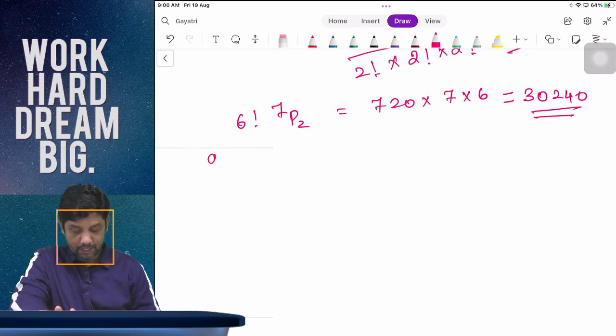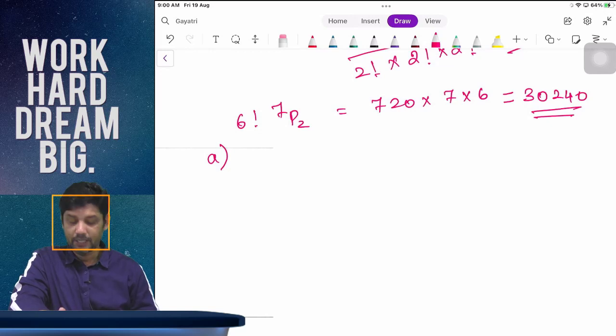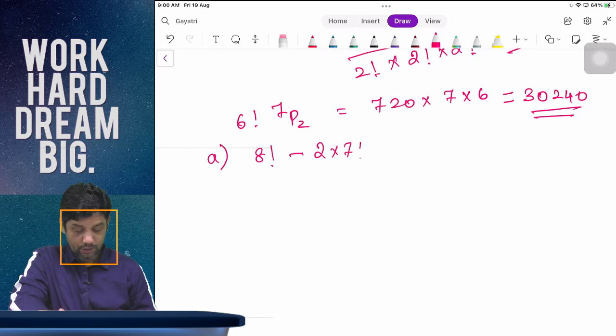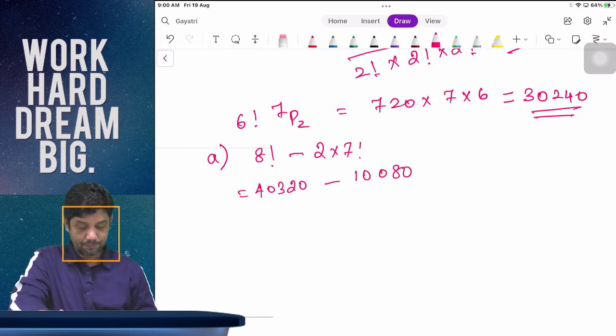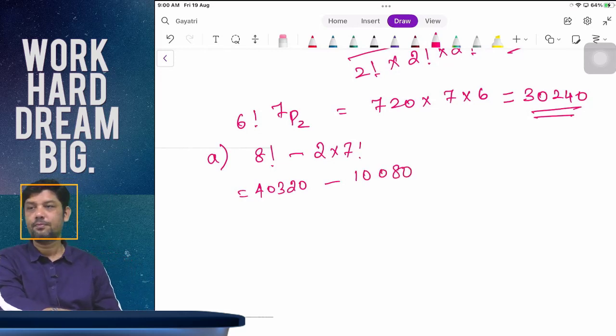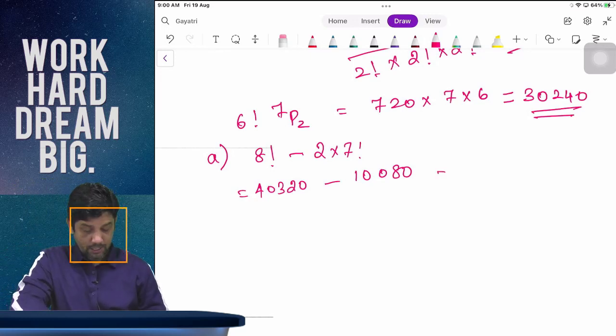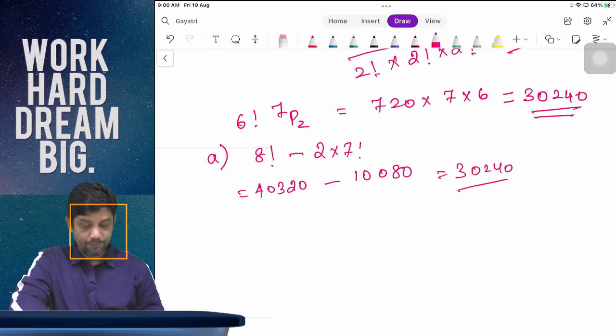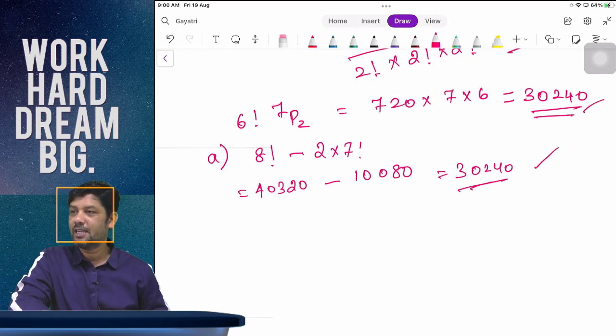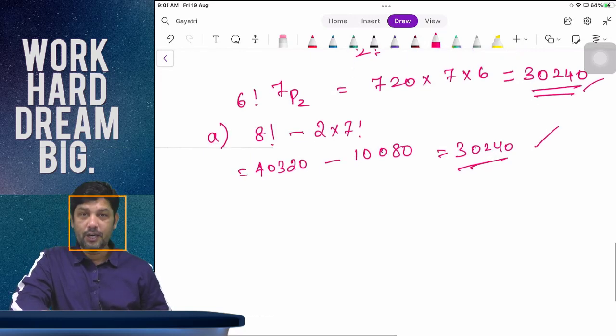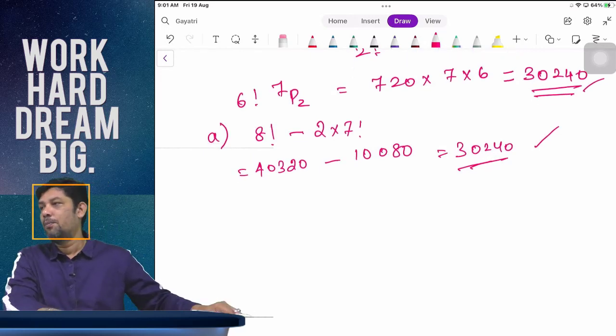Now take option A. What is option A? 8 factorial minus 2 into 7 factorial. Is it 40,320 minus 10,080? 30,240. Yeah, his answer is the same. 30,240. So are you getting the same answer or not, my dear? Yes, sir. Yeah, very good.